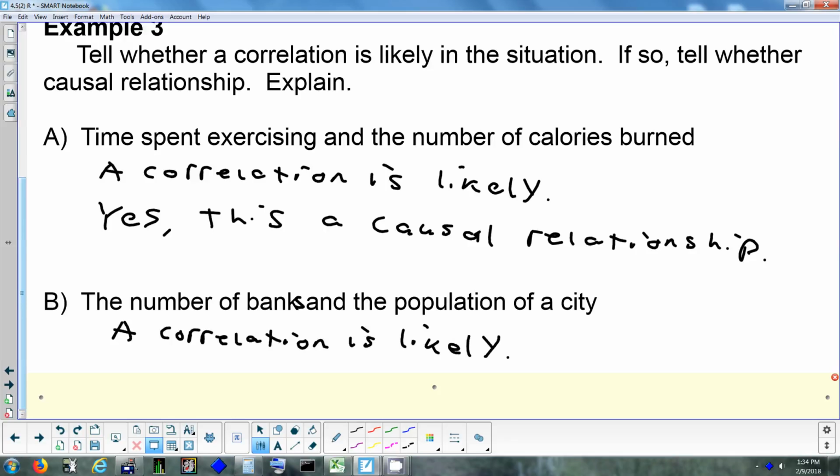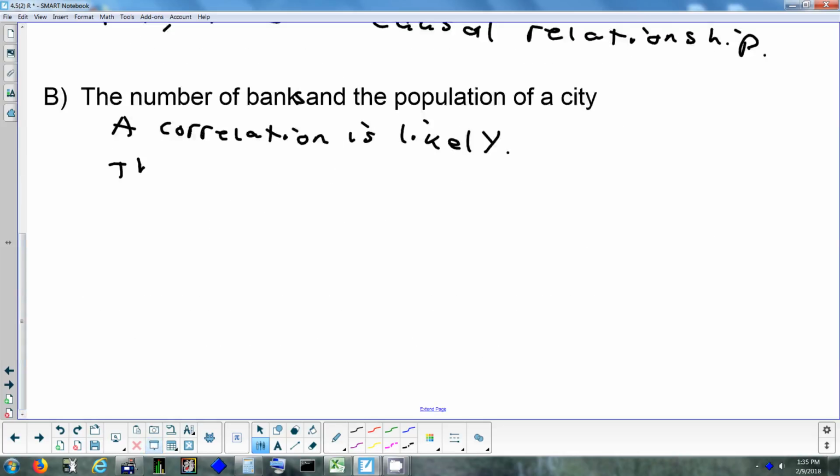Okay, now causal. If you put more banks in a city, will that automatically cause the population to go up? No. That is not causal. If you build more banks, it doesn't automatically make the population bigger. The first thing listed has to affect the second thing. It almost has to guarantee the second thing to happen.